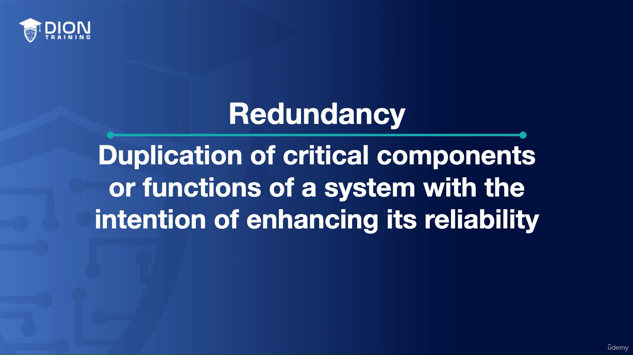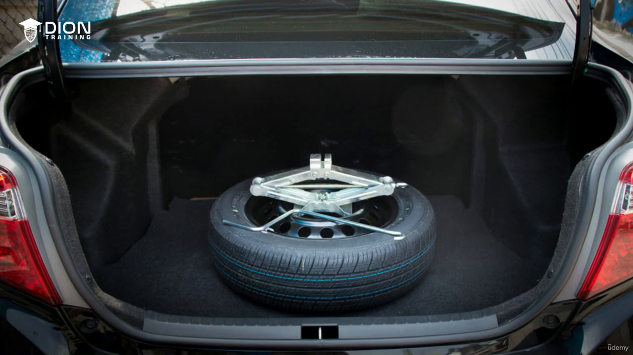Now, redundancy is the duplication of critical components or functions of a system with the intention of enhancing its reliability. In simple words, it's about having backup options to ensure uninterrupted service. If one of your systems fails, the backup should take over, ensuring constant availability. Think of it as having a spare tire in your car. If one tire gets punctured, you're able to go out and immediately replace it with your spare and continue your journey without a significant delay.